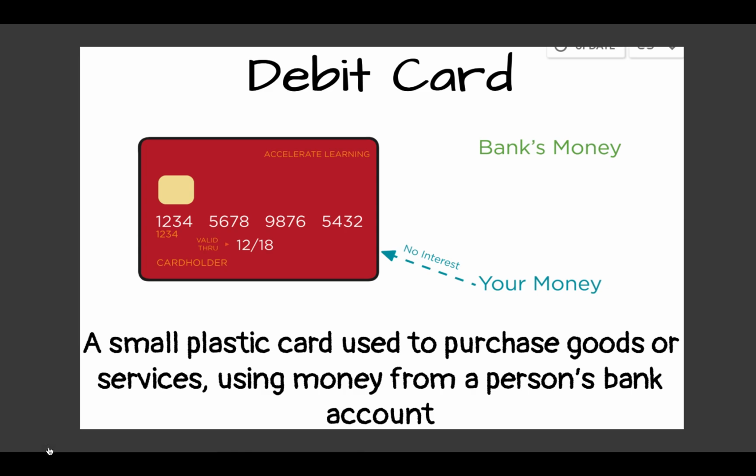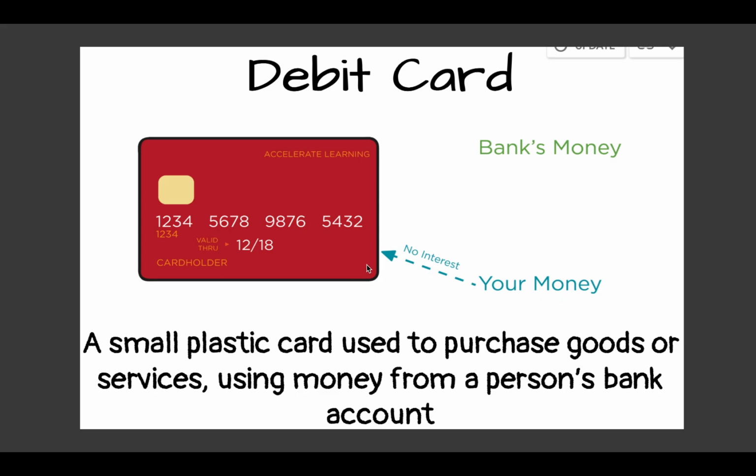And you can hold off on your notes and just listen to what a debit card is. Okay. So a debit card is a small plastic card used to purchase goods and services, and it's using money from a person's bank account. So as you can see right here, this card does not get paid for by a bank. It goes directly to your bank account. It is sort of like a plastic check. It's connected to your bank account.